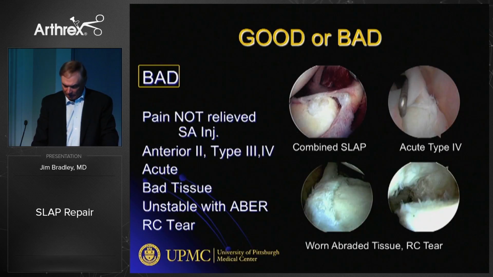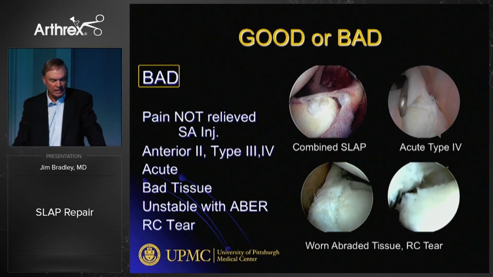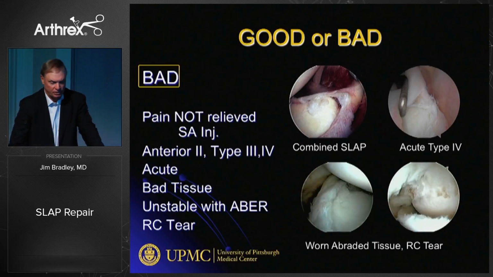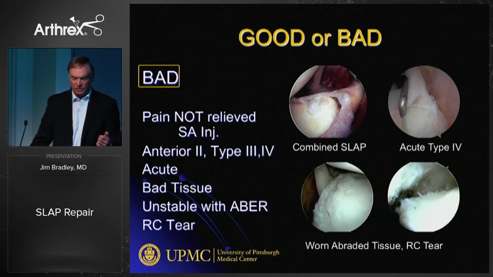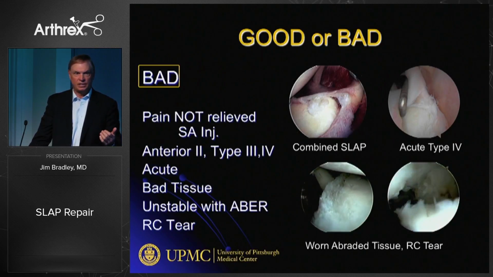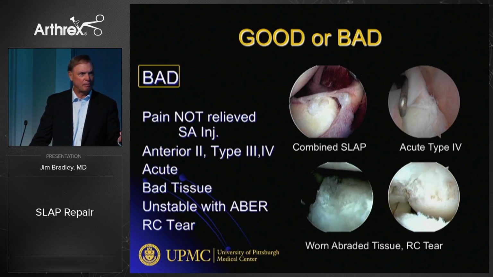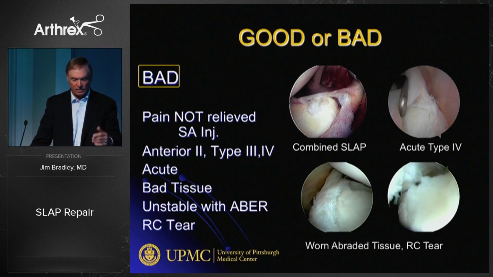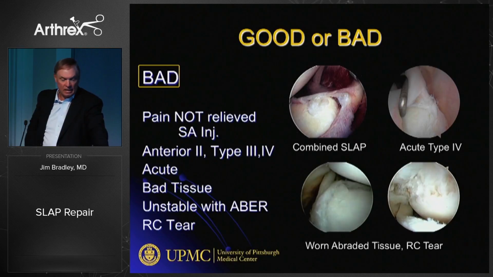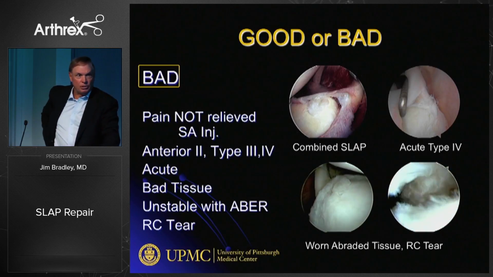However, there's the bad SLAP. Now, the bad SLAP, the pain's not relieved with a subacromial injection, so there's no secondary subacromial impingement. It's an anterior lesion, or it's a type 3 or 4 lesion. It's an acute event. There's a SLAP event where the patient throws, and all of a sudden his arm just kind of falls to his side. That's called a SLAP event. The tissue is bad. It's unstable with ABER, so now it peels off.